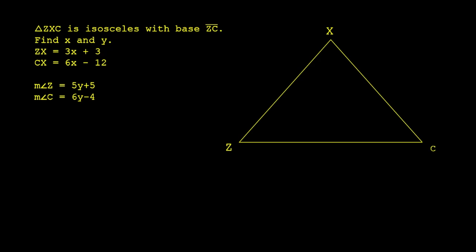In this video, we will be doing algebra from geometry. As always, the algebra comes from the geometry of the problem. So here we go. Triangle ZXC is isosceles with base ZC.